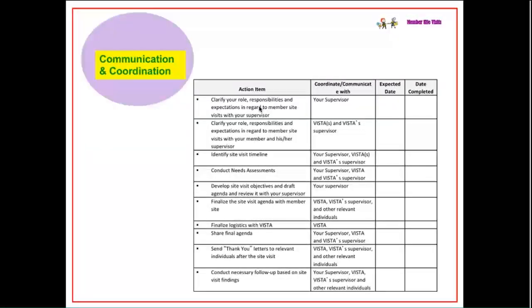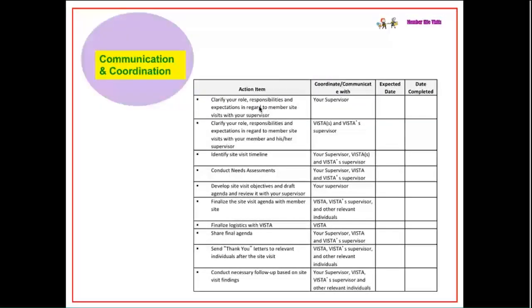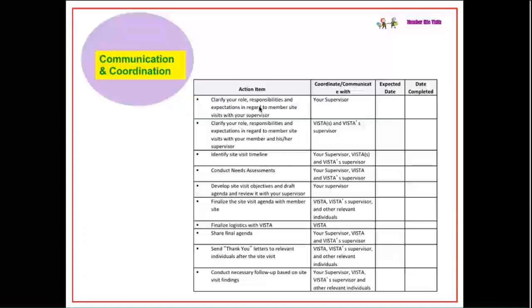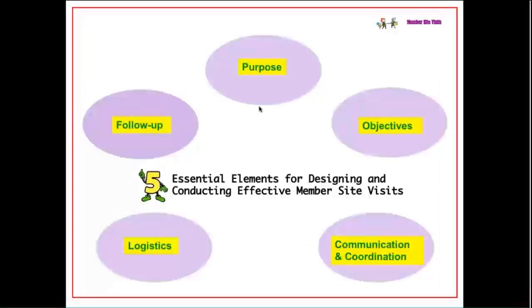So also it's a good way of evaluating, because you are not only going to do one site visit, you will be doing so many site visits with each one of your members. So that's the third essential element out of the 5 elements. The fourth one is logistics.